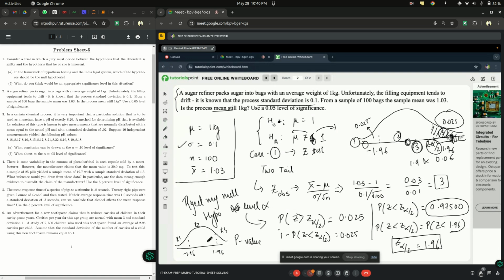I ask you, I need to plot this 3.3 on the x-axis. Where will it be? Here, here, or here? Right side, beyond 1.96. Correct. So it is definitely falling into the rejection region. That means I'll reject my hypothesis and hence I'm done with it. Got it? Great. Fairly easy for all of you.